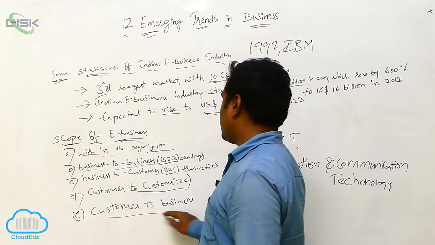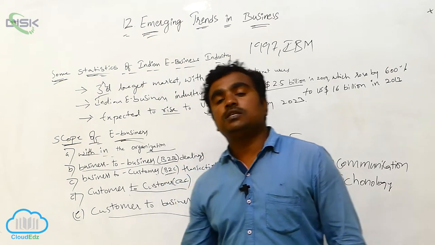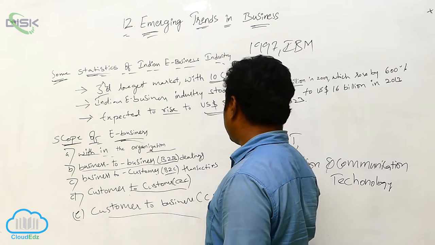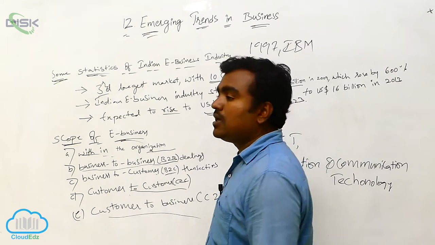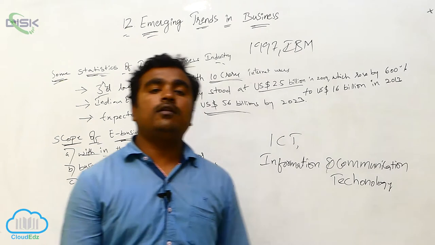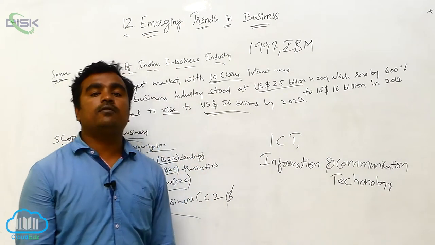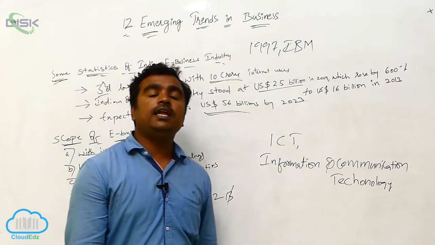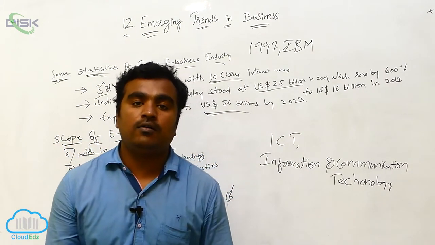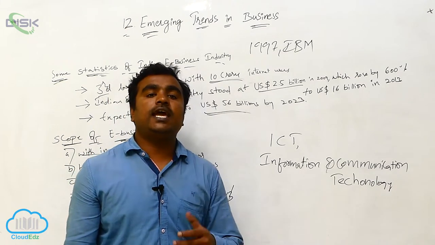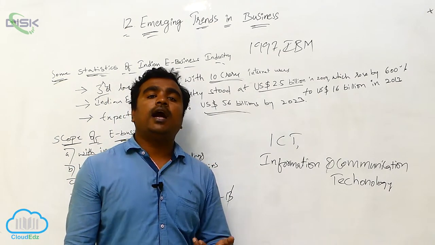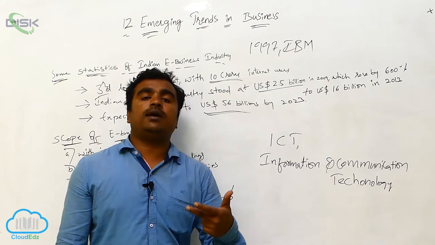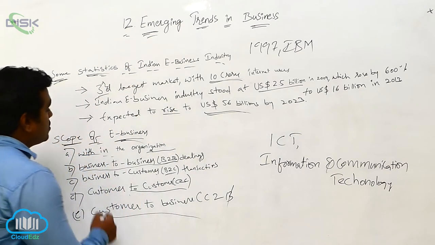And next, customer to business. Customer to business is also a very important one. Here a customer can develop project work for the cause of a business. For the needy who want the project work, they can take it and have that project work done, charging some money. So these are the scope of e-business.